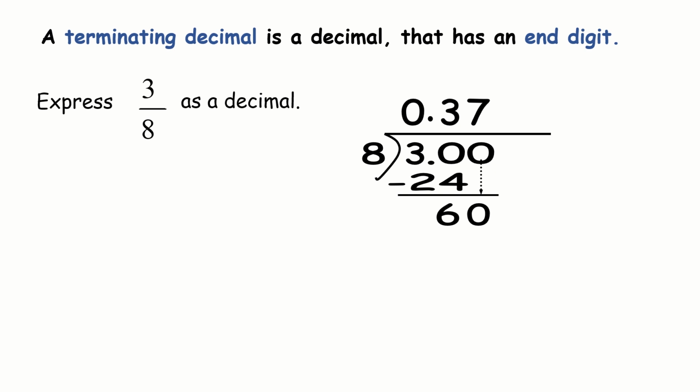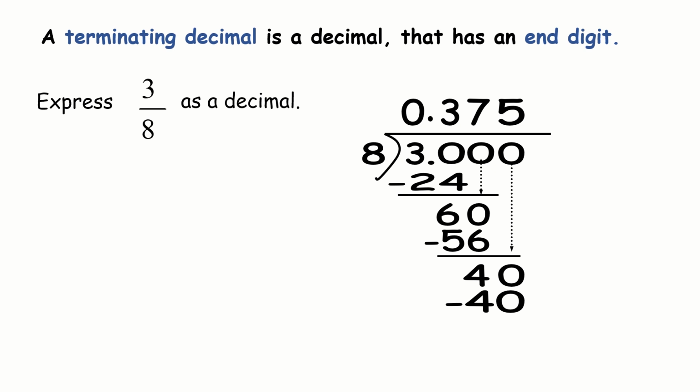6 divided by 8 is 7. 7 times 8 is 56. 60 minus 56 is 4. 4 is too small, so we add another 0 and bring it down here. 40 divided by 8 is 5. 5 times 8 is 40. 40 minus 40 is 0. So this is where it ends. This is the end digit. This is a terminating decimal.